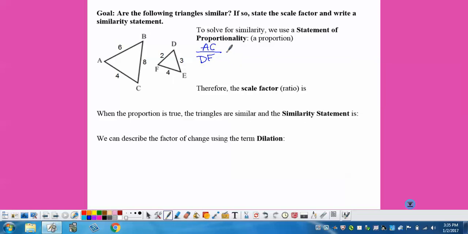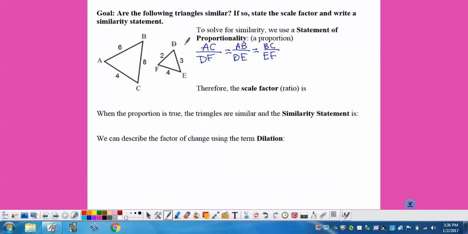That ratio would have to equal our mid-sized side, AB, over our medium size here, which would be DE. That would have to be the same ratio as our biggest sides, so BC over EF.